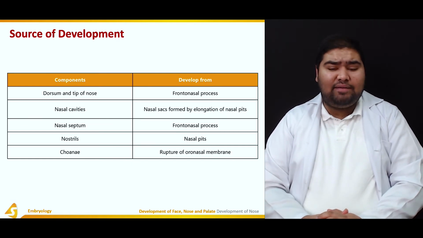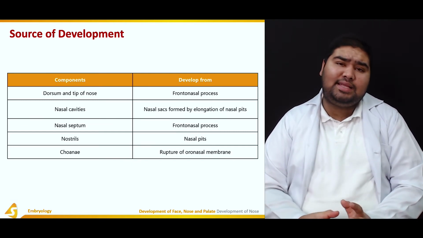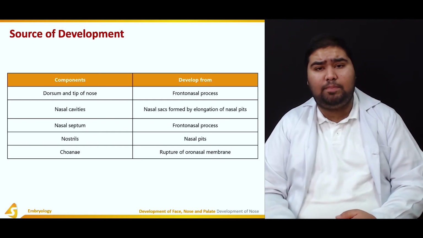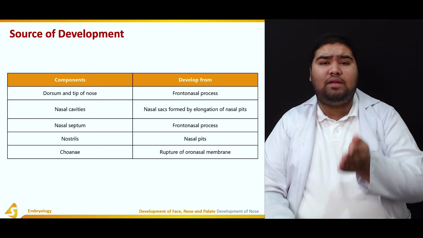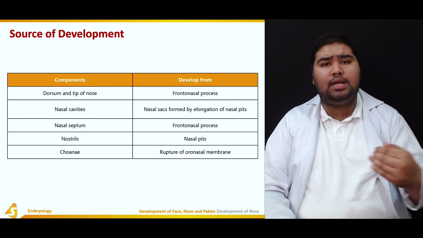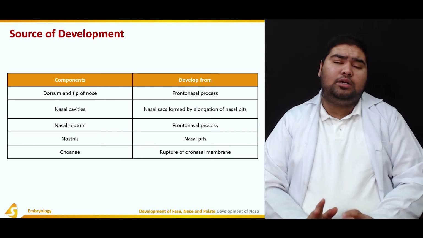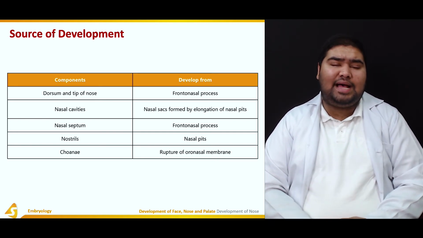The nasal cavities themselves are formed by the nasal sacs. The nasal sacs were formed by elongation of the nasal pits. We saw the ectoderm invaginated to form the nasal pit. The nasal pit then grew dorsally and ventrally to form the nasal sacs.